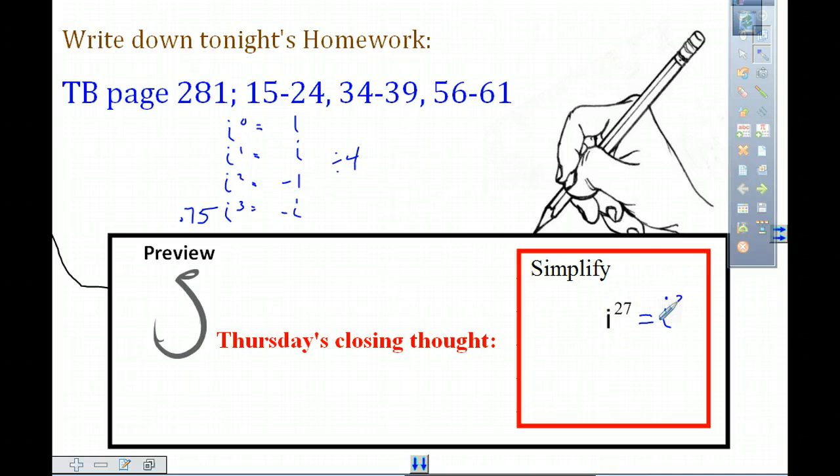So this is the same as i to the 3rd, which equals negative i. If you divided and you got 0.5, that means your remainder was 2 out of 4, so your answer would be negative 1. If you got a decimal of 0.25, that's 1 out of 4, so the answer is i. And if you did not get a decimal at all, or 0.0, that means your answer is 1.